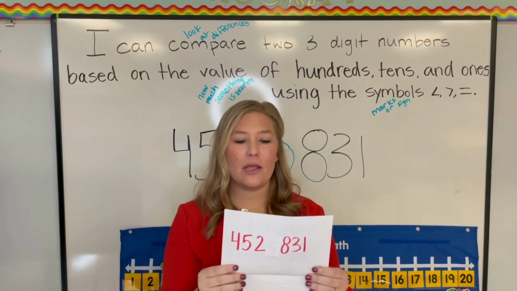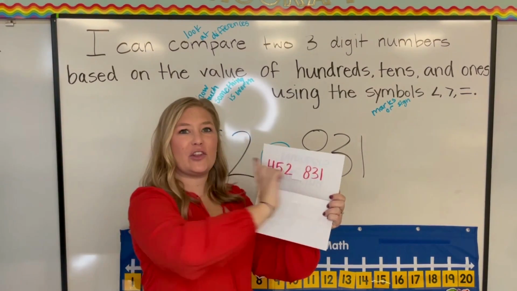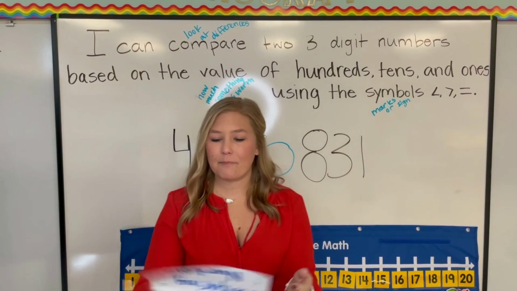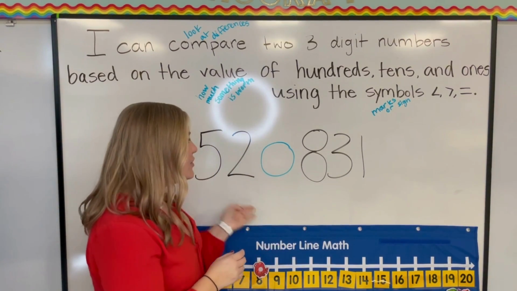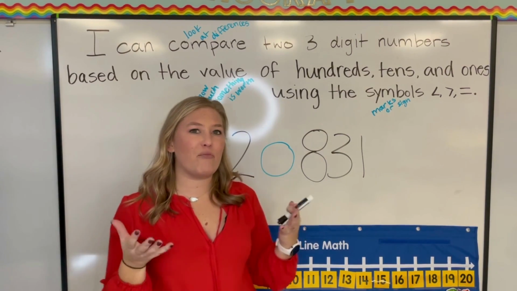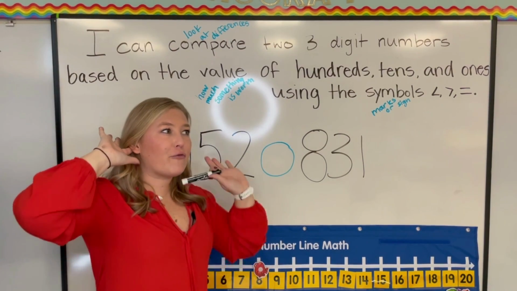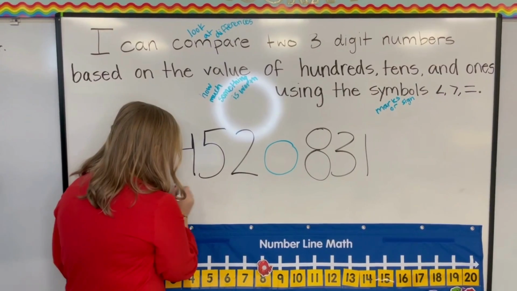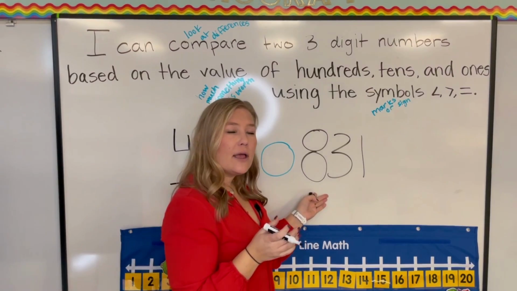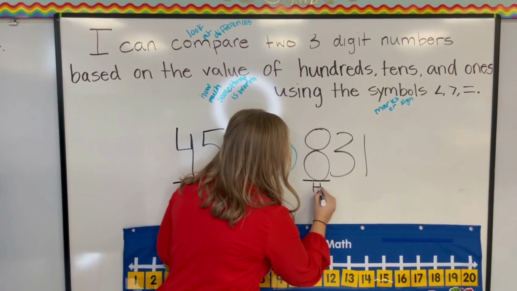Our first one is going to be 452 and 831. I want you to put this at the top of your first page. We're going to write our sentence down at the bottom. First, I'm going to look at the hundreds place of both numbers. Well, again, when I listen to and read this number, I hear 400. So I know that the 4 is in my hundreds place. When I come over here and I see 800, I know that the 8 is in my hundreds place.